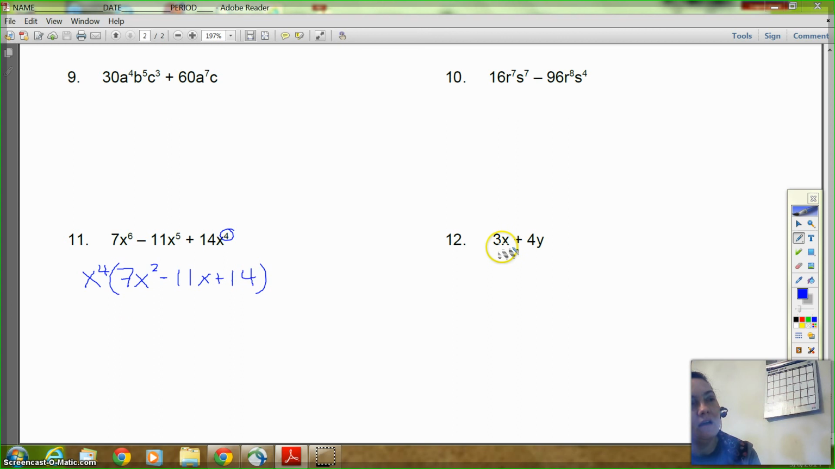Number 12. They don't have anything numerically in common, and they don't have anything variably in common, so that means there are no factors. There are no factors for number 12.